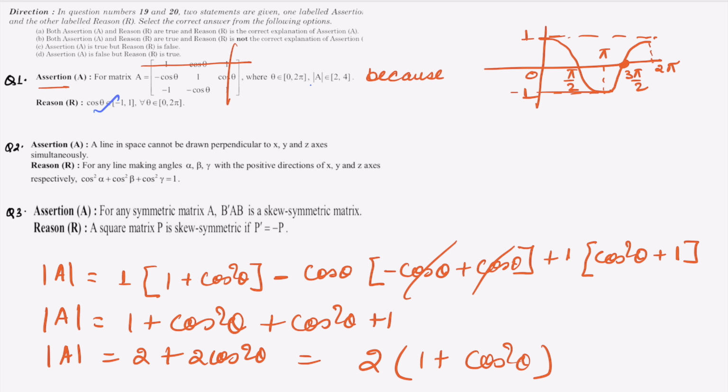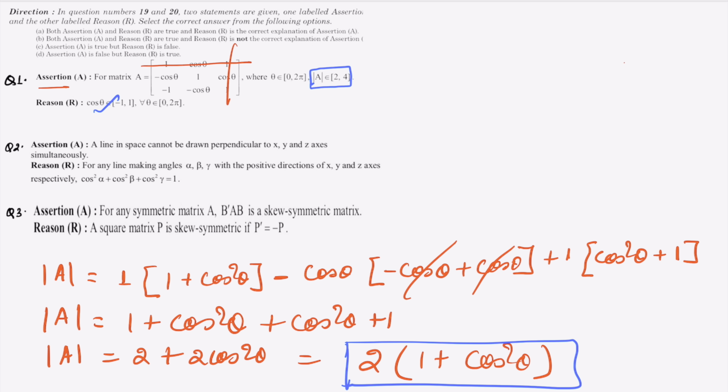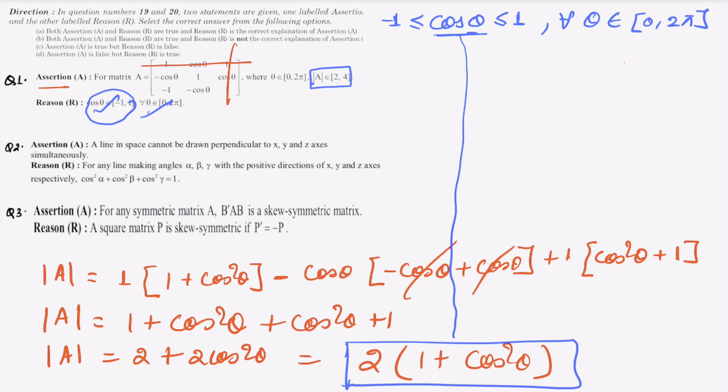Okay. So it is saying value of determinant belongs to this 2, 4 close interval. So what we have to find is range of this function. Okay, to find the range, we know that cos theta is greater than equals to minus 1, less than equals to 1 for every theta belonging to 0 to 2 pi. This we have already seen in the reason.